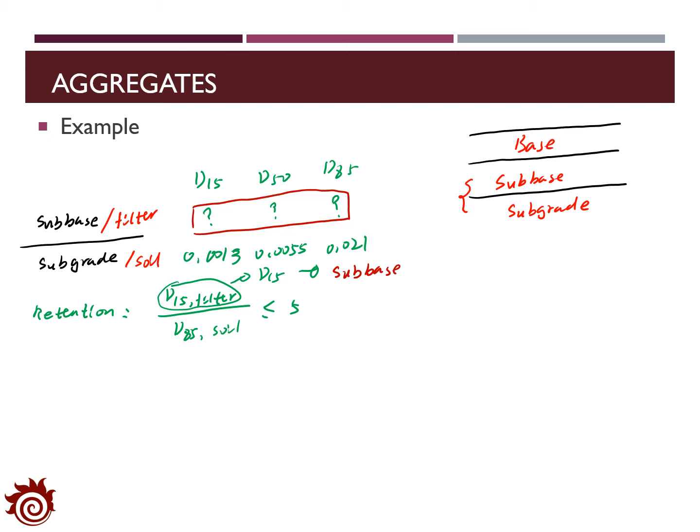So now we will have D15 less than 5 times D85 soil. That is 5 times 0.021, which will give you the value as 0.105. And we can call the second one permeability criterion.